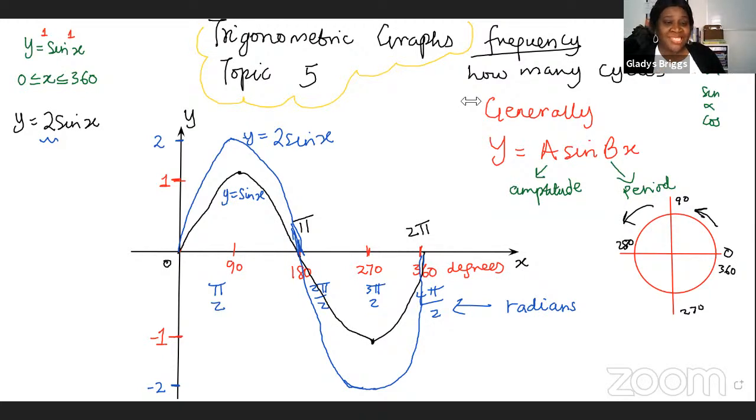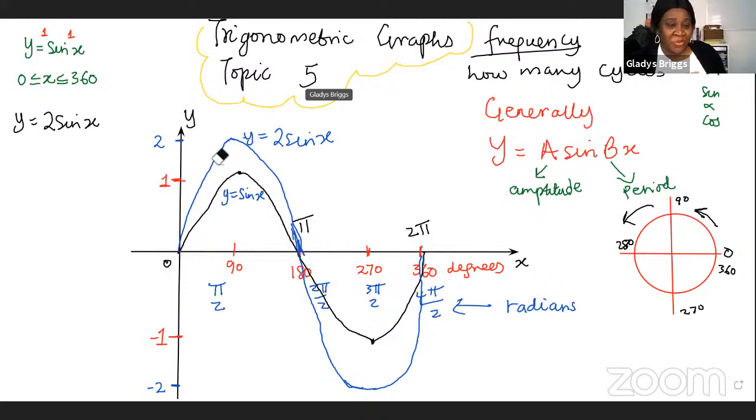Yeah, we'll have a look at that one now, okay? So we've been talking about the amplitude. So let's have a look at what happens when we change the period. But before we get to that, let's see what happens when we change the sign.